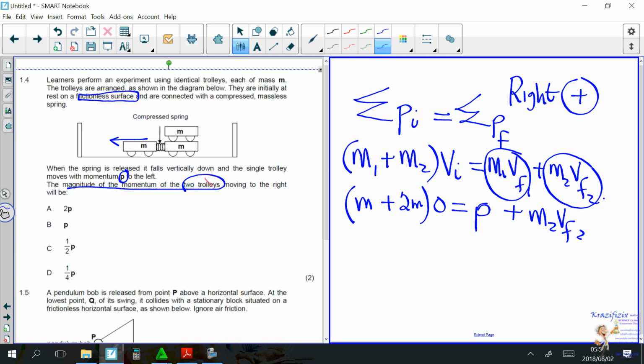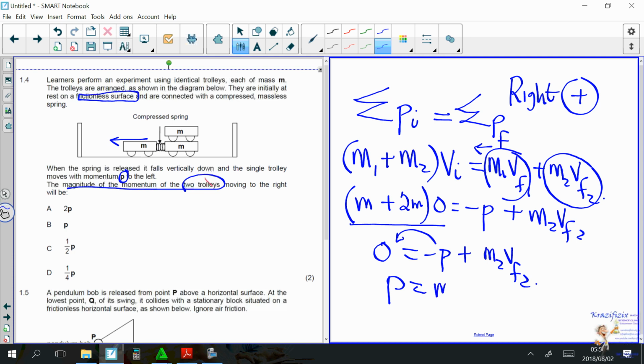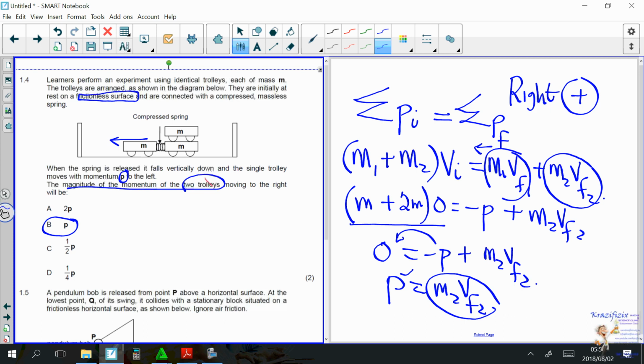m2. Remember now that this small one moves to the left, so we should have a negative p there. Let's write this carefully. Negative p. Let's solve this. Negative because it's moving to the left. The whole of this would give me 0 equals negative p plus the momentum of the second object. Let's move this over to the other side. What is this? p equals m2 vf2. That means my second momentum is also p because total momentum should be equal to 0. That's my answer there, p. All right. So this is your law of conservation of linear momentum.